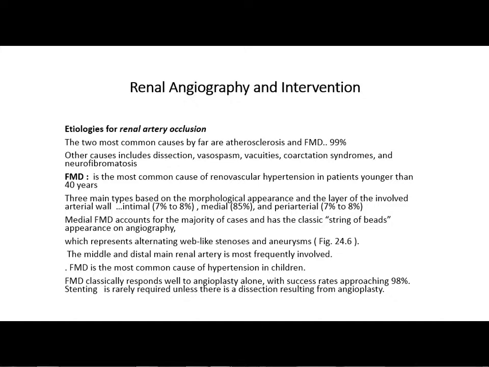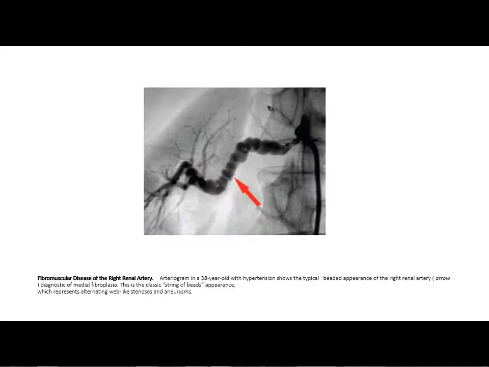The middle and distal main renal artery is the most frequently involved. Fibromuscular dysplasia is the most common cause of hypertension in children. It classically responds well to angioplasty alone, with a success rate approaching 98%. Stenting is rarely required unless there is a dissection resulting from the angioplasty. This example of fibromuscular disease of the right renal artery shows the classical string of beads appearance.